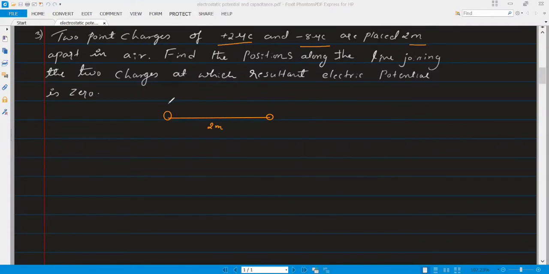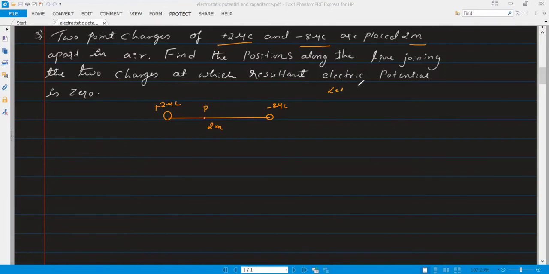Find the positions. Either charge is plus 2 microcoulomb and this charge was minus 8 microcoulomb. Find the position along the line joining the two charges at which the resultant electric potential is 0. Let us consider this point P.